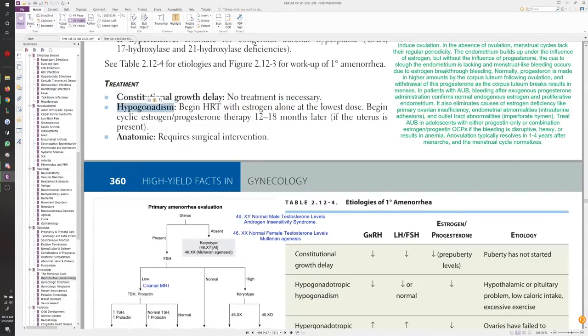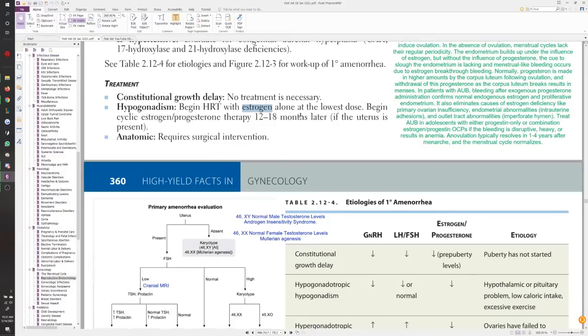If the problem is about hypogonadism, then you need to begin hormone replacement therapy, right? Once you figured out that the problem was she's not making enough estrogen or progesterone or whatever, start the hormone replacement therapy with estrogen alone at the lowest dose. Remember that giving estrogen can be really problematic, right? Estrogen can cause many cancers as well, causing hyperplasia of the endometrium, causing a response possibly in somebody with a history of estrogen receptor positive breast cancer. You don't want to give them estrogen.